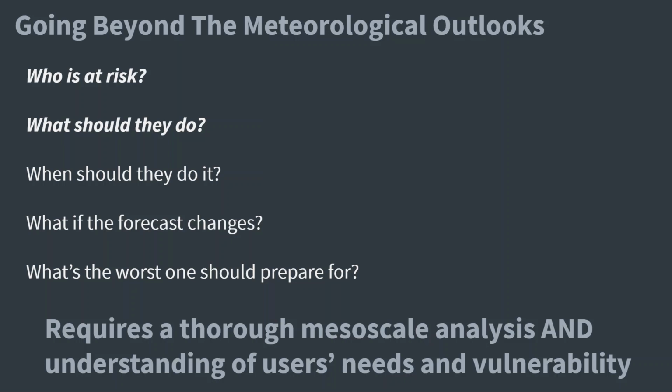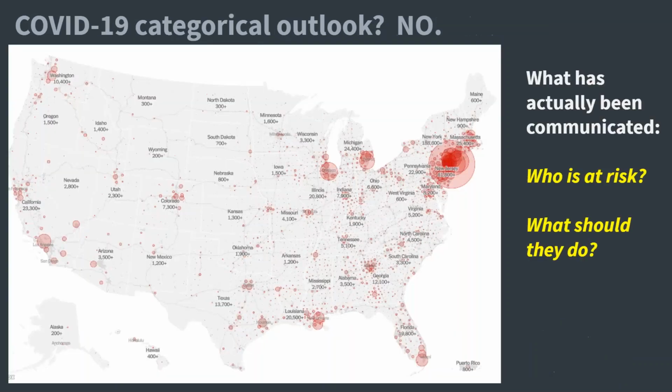And especially with our core partners and those who need to make preparations, what is the worst they should be prepared for? And what are the odds that that could happen? To do that, this is where the physical science comes in. This is where your mesoscale analysis, if done correctly, can really help to answer these questions. And one reason why we need to be doing it for every event, even if we're only in a slight or marginal risk, is what if it changes?